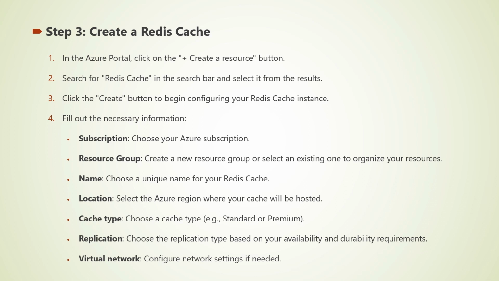Choose a unique name for your Redis cache. Location: select the Azure region where your cache will be hosted. Cache type: choose a cache type, for example, standard or premium. Replication: choose the replication type based on your availability and durability requirements. Virtual network: configure network settings if needed.